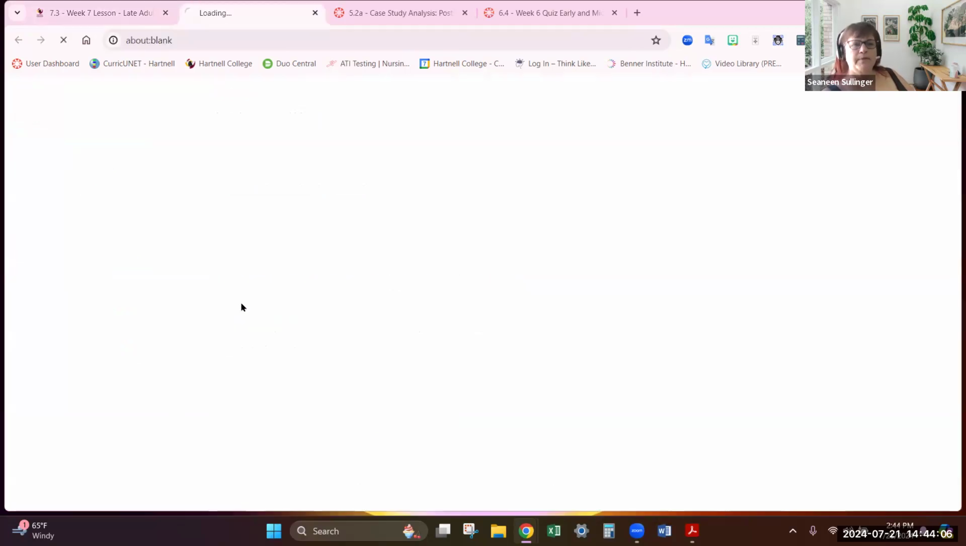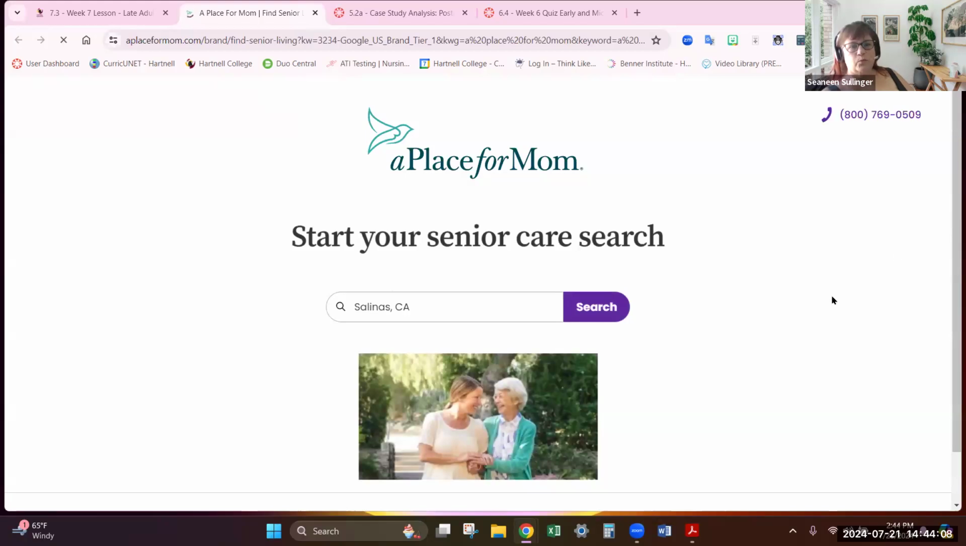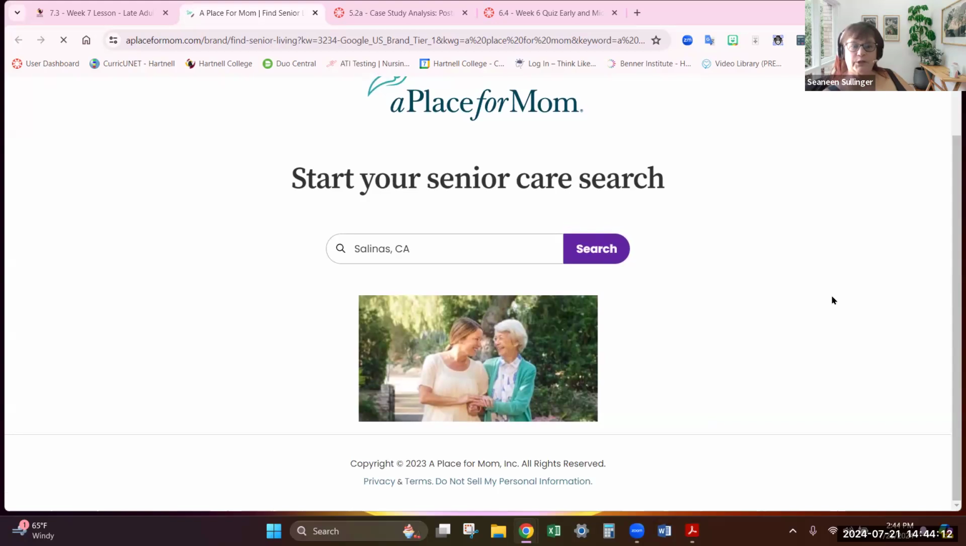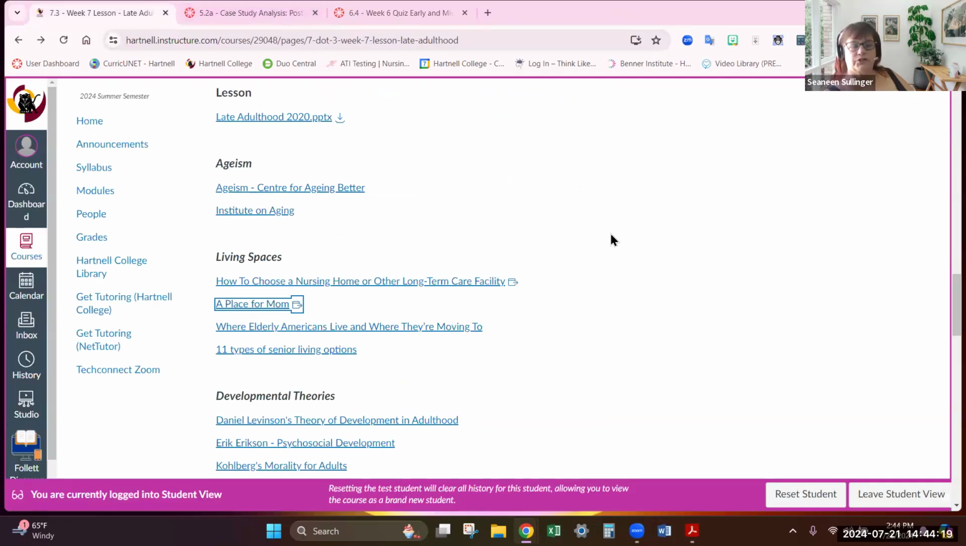A Place for Mom. This is one that I see advertisements for all the time on TV, but it has fairly good ratings, so I just put it there in case anybody wants to take a look at that. It's geographical, so you can look up and see different places. There are retirement communities too. You could look through those.